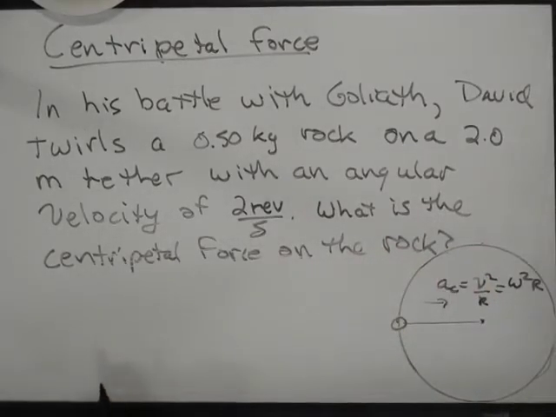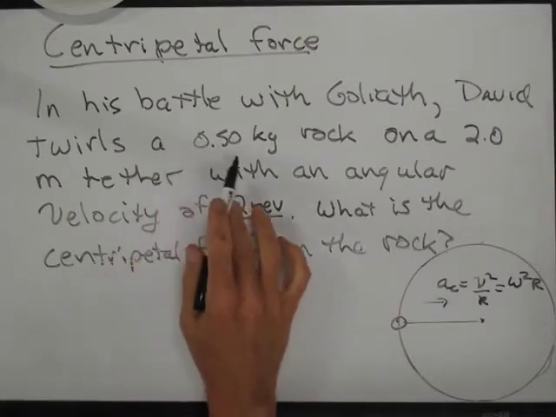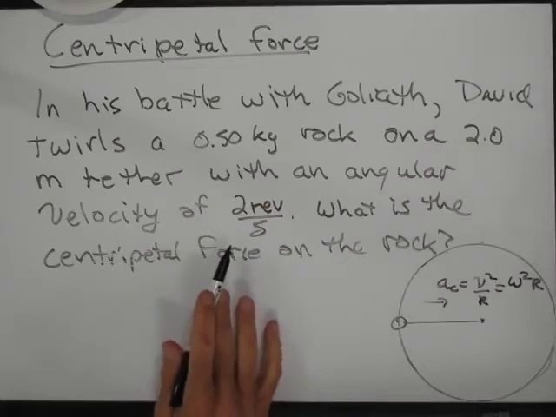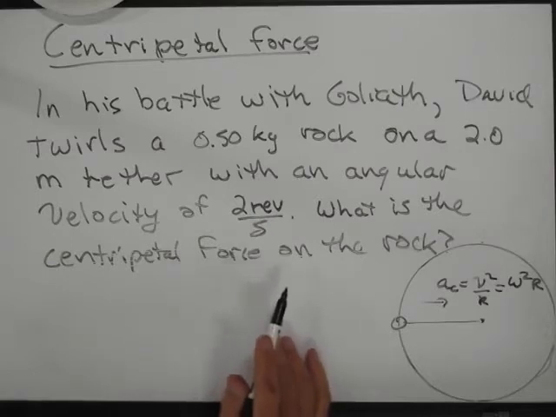So in this problem, in his battle with Goliath, David twirls a 0.5 kilogram rock on a 2-meter tether with an angular velocity of 2 revolutions per second. What is the centripetal force on the rock?